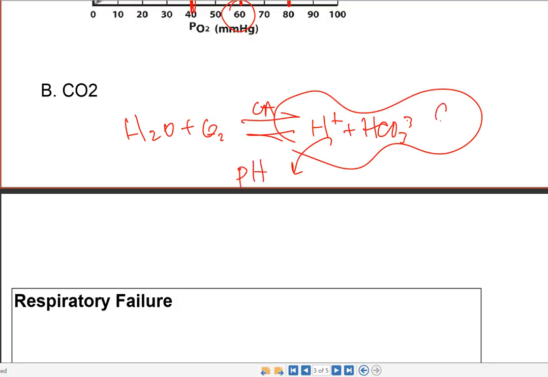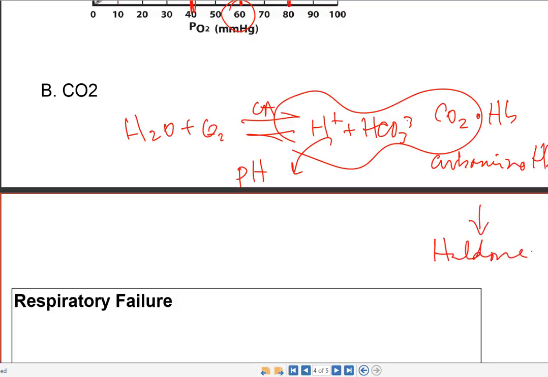As well, remember that carbon dioxide binds to hemoglobin. It doesn't bind to the heme, it actually binds to the globin, and that gives us our carbaminohemoglobin. And that's what we talk about when we talk about the effects of the Haldane effect, in which adding oxygen can displace CO2 and cause an elevation of CO2 in the blood.